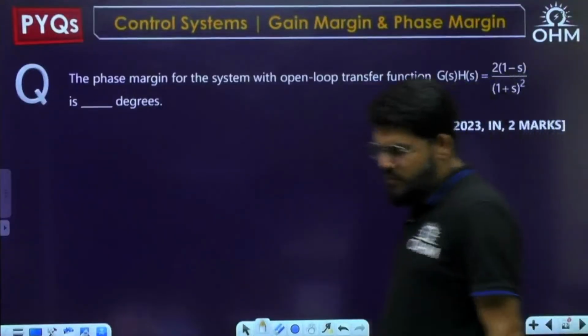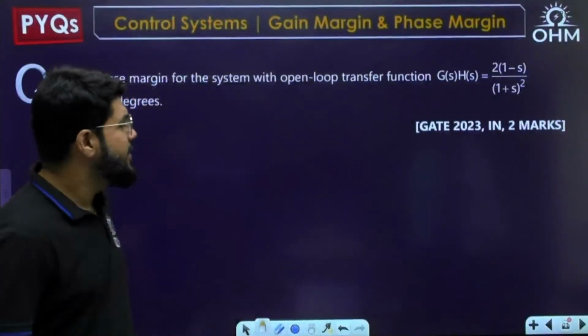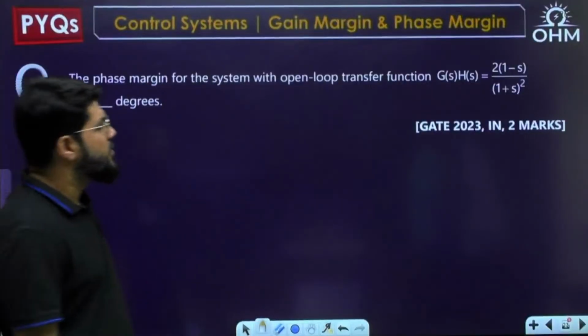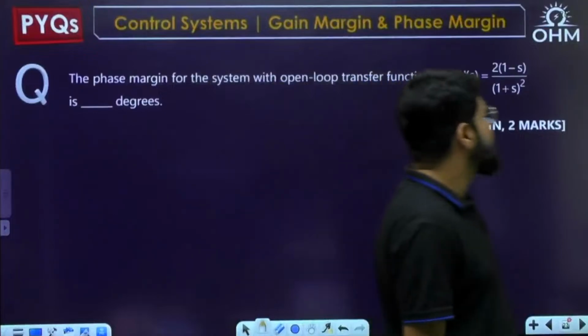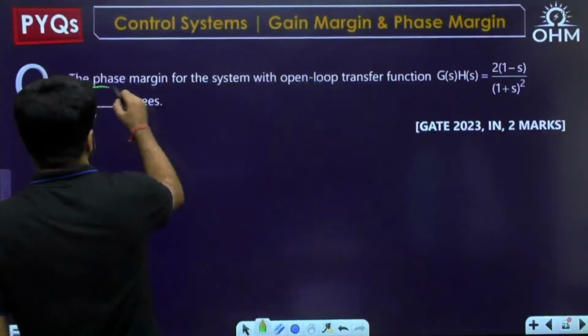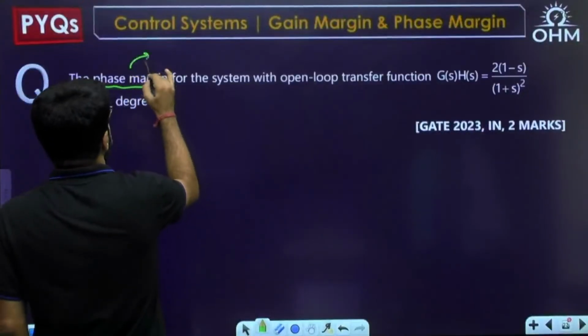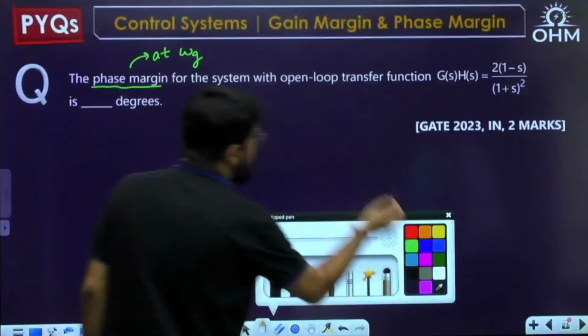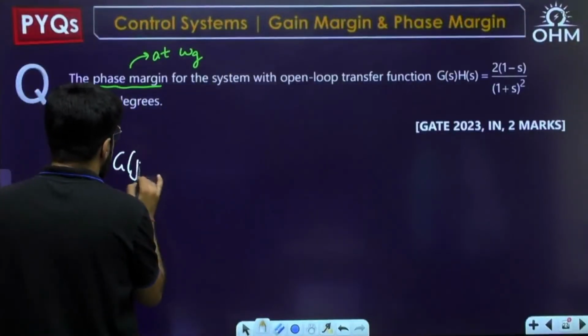Now, the phase margin question. A GATE 2023 IN instrumentation 2 marks question. The phase margin of the system with the open loop transfer function G(s)H(s) equal to 2(1 minus s) upon (1 plus s) whole square. We need the phase margin in this question, a NAT question, and phase margin is calculated at which frequency? At omega g. Okay, so let me first convert this function into frequency domain.